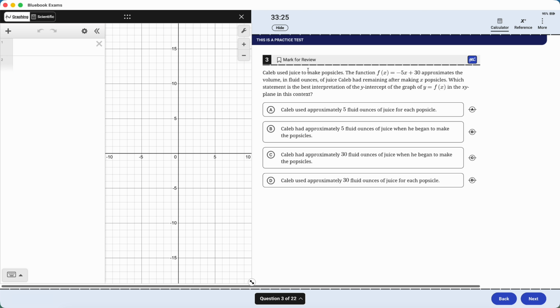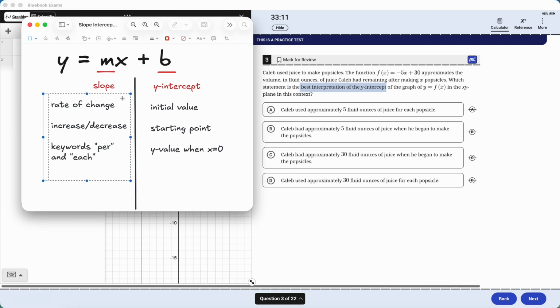Okay, next one here. They give us a function, again, this is a linear function, approximates the volume in fluid ounces of juice Caleb had remaining after making X popsicles. What is the best interpretation of the y-intercept? So we saw this in module 1. Here it is again, right? In module 1, we had to know the keywords for slope. It was a slope question. Here it's y-intercept, you see.